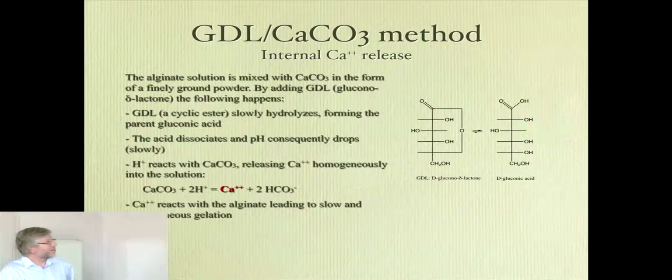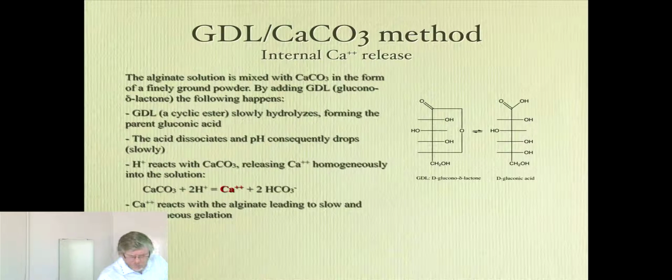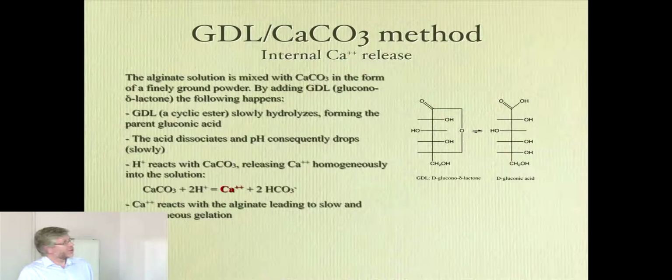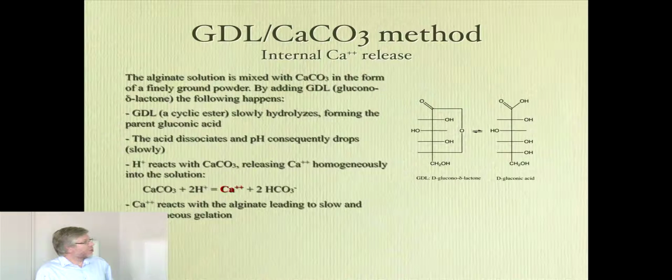The GDL, which is a cyclic ester, slowly hydrolyzes, forming the parent gluconic acid. The acid dissociates, of course, and pH consequently drops slowly. The protons that come from the acid react with calcium carbonate, releasing calcium.